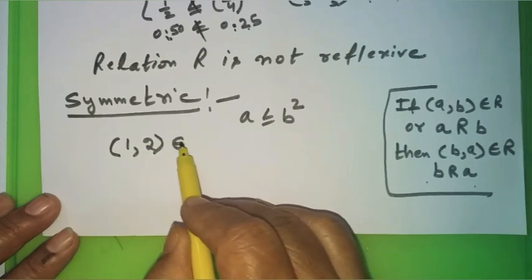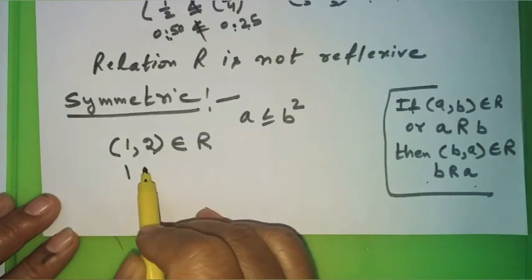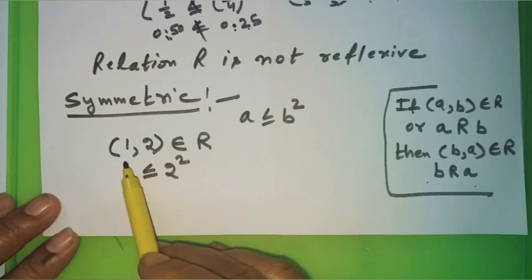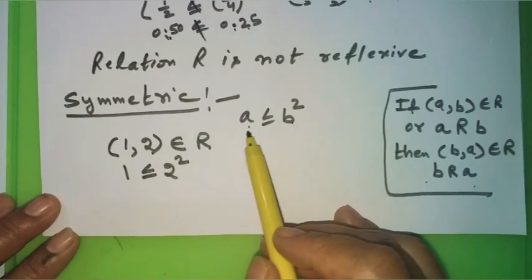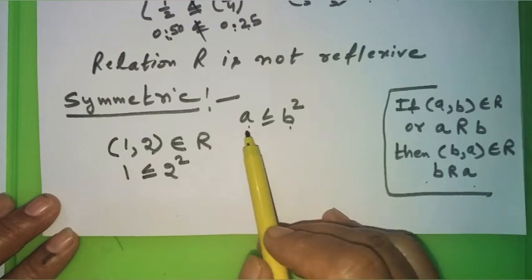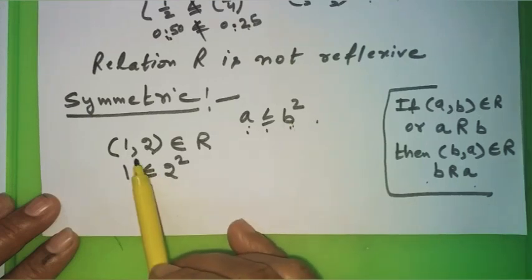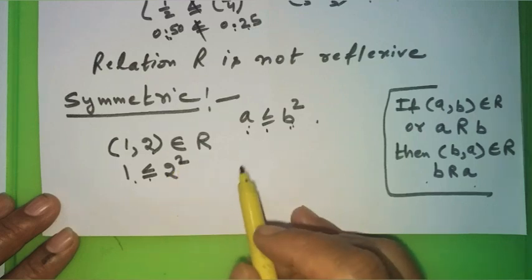I say that (1, 2) belongs to R. Why? Because 1 is less than or equal to 2 squared. Any ordered pair can belong to the relation R which follows this given relationship: the first element has to be less than or equal to the square of the second element. So, (1, 2) belongs to R because 1 is less than or equal to 2 squared.